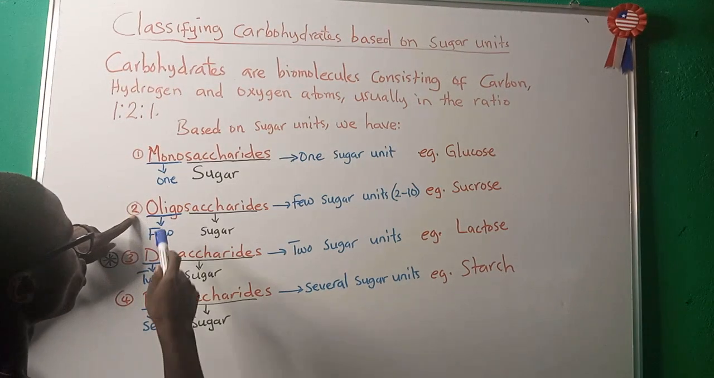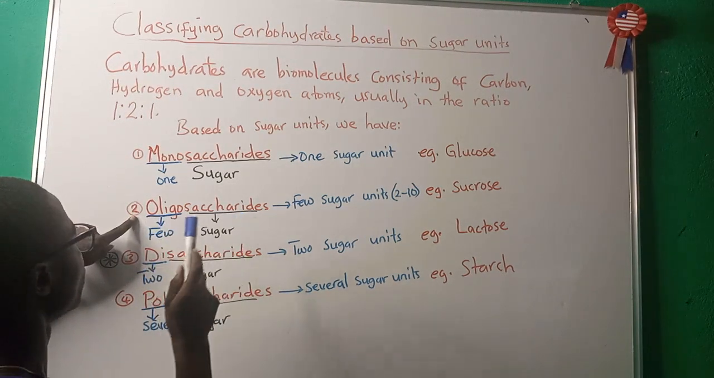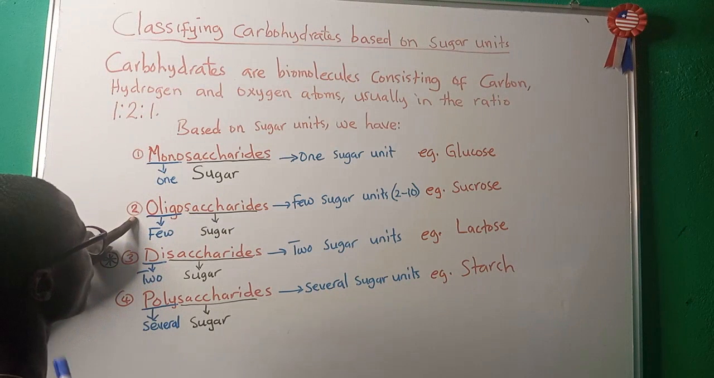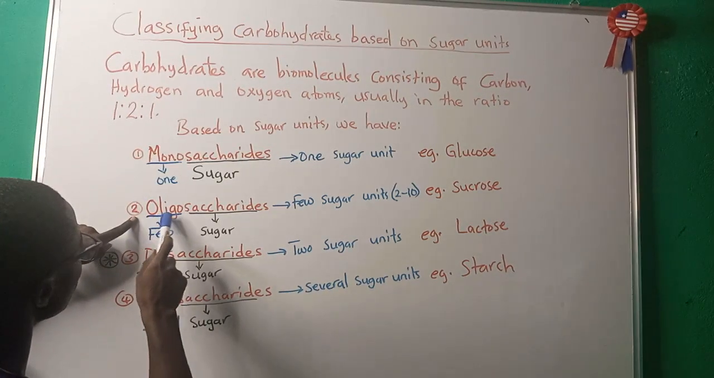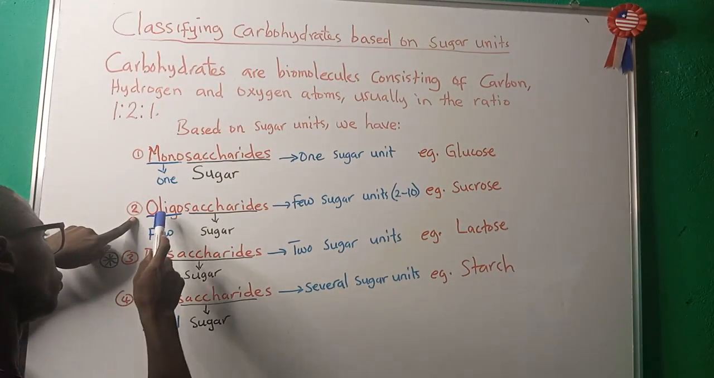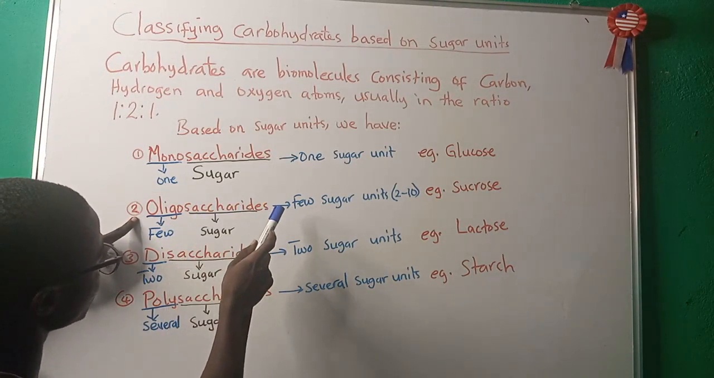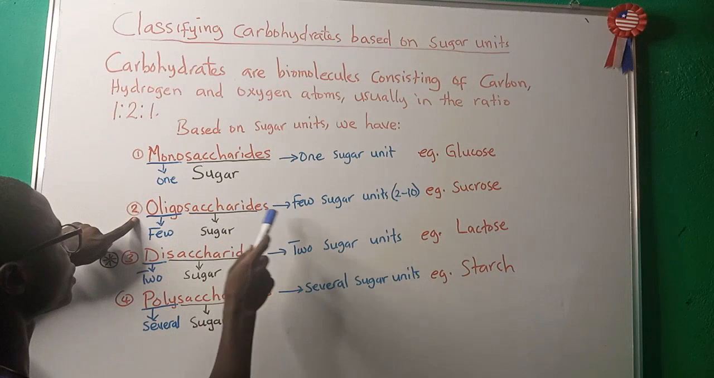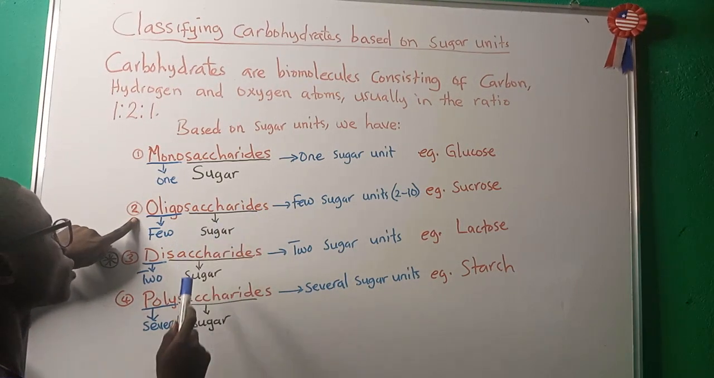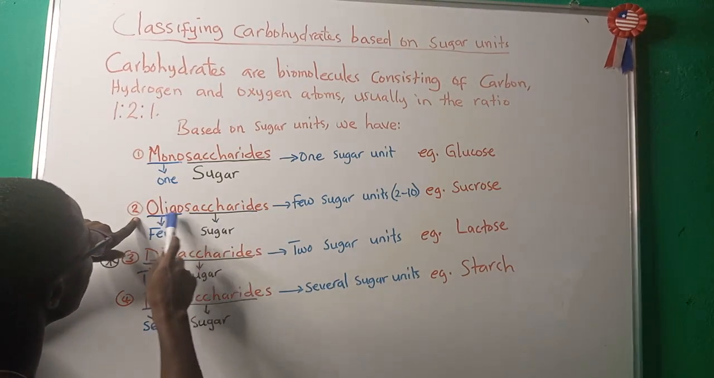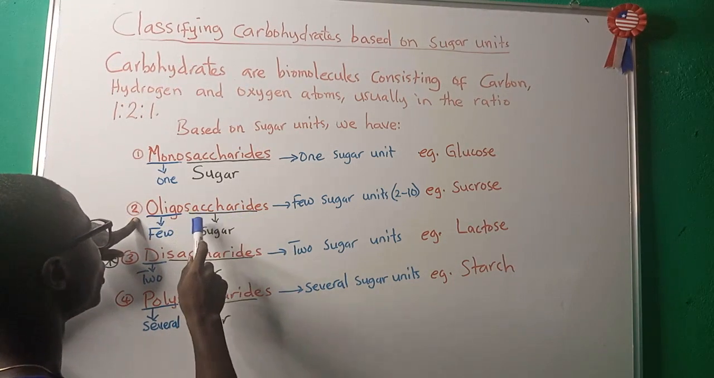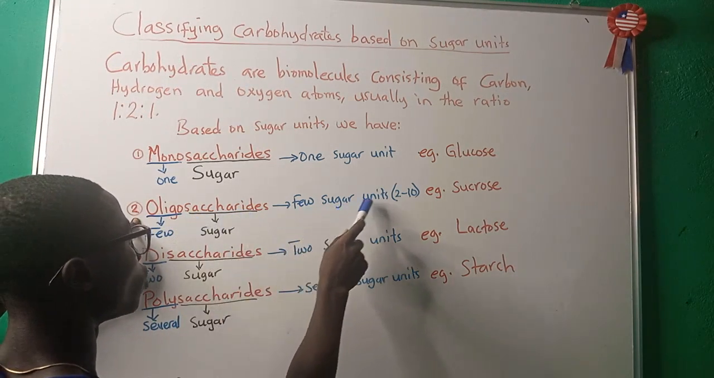Number 2, oligosaccharide, which is the second class of carbohydrates. The word oligo is also a prefix, which means few. Saccharide is also derived from a Latin or Greek word, saccharon, and it means sugar as well. So if we put oligo and saccharide together, it means few sugar units.